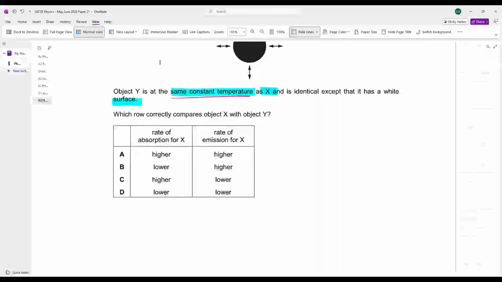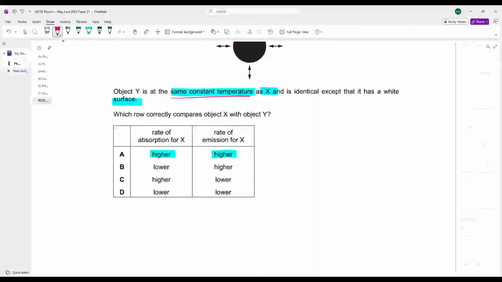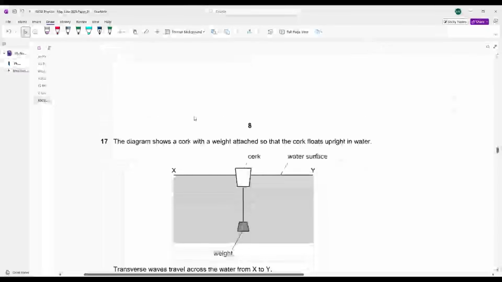Rate of absorption for object X क्या होगा? Higher because it is a black surface. Rate of emission भी black surfaces का क्या होता है? Higher. A is your answer. बेटा हमेशा याद रखो, black surfaces are good absorbers and good emitters of heat.